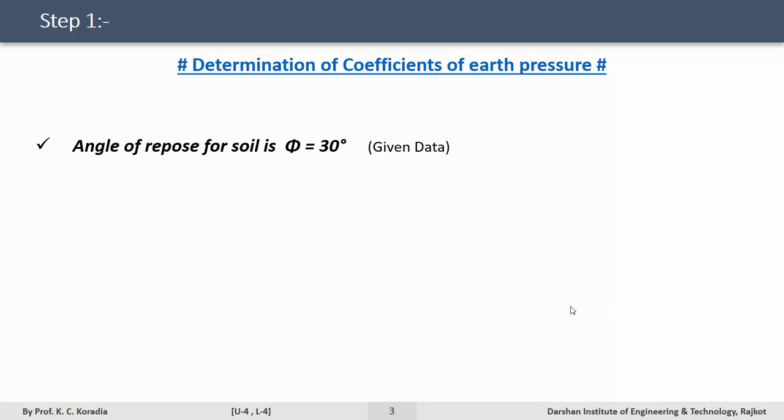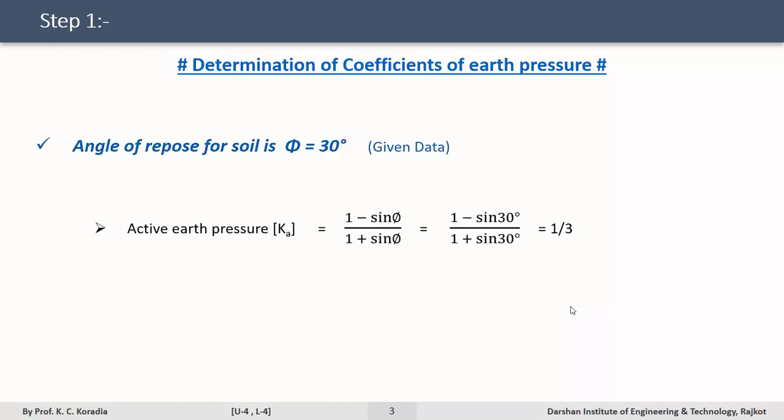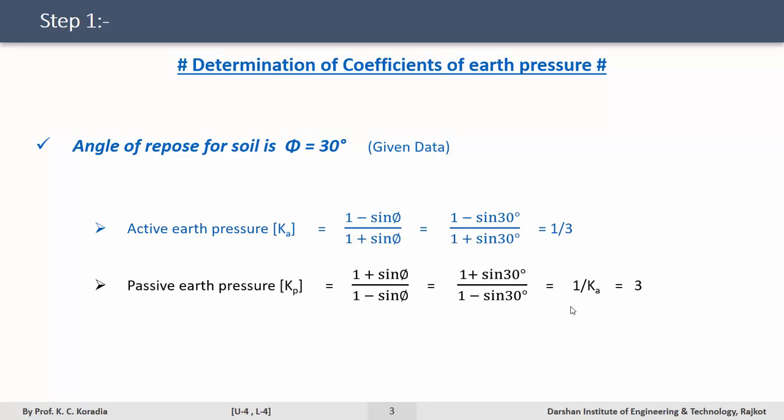Here the given data is angle of repose or the angle of internal friction of soil, known as phi, is 30 degree. Therefore, the active earth pressure coefficient, also known as Ka, is equal to (1 minus sin phi) upon (1 plus sin phi), which works out to be 1 by 3. Also, the passive earth pressure coefficient, which is the inverse of the active one, comes out to be 3.